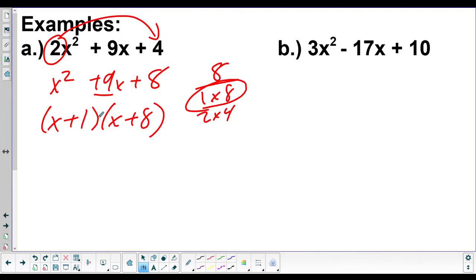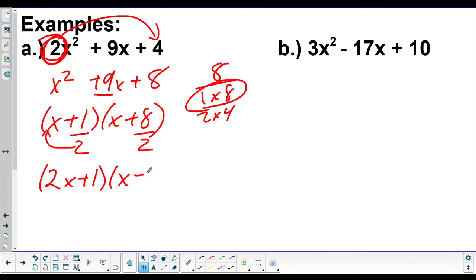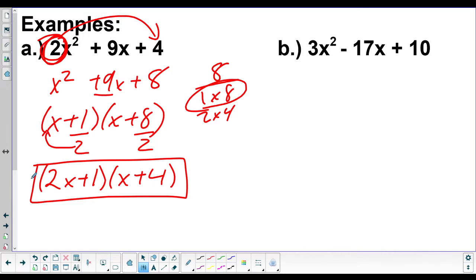Now we have to uncheat. We have to divide by this original a term. So we divide by 2, divide by 2. Here, 2 doesn't go into 1, so we move it in front of the x. 2x plus 1. Here, 2 does go into 8, so we reduce that fraction. 2 goes into 8 4 times. x plus 4. And that's your answer.